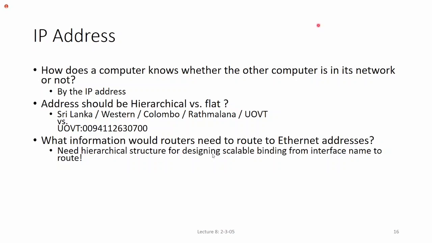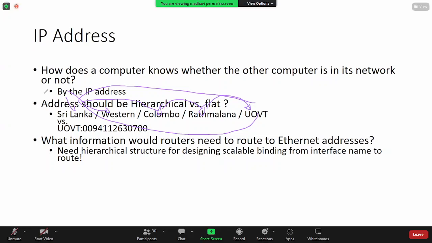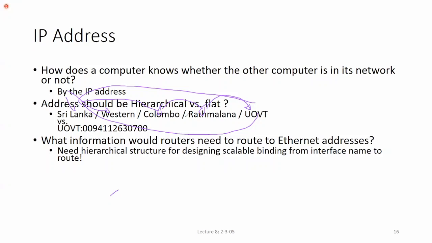right? So now looking at the address, you can understand, okay, first of all, you have to go to Sri Lanka, and then from there you have to go to Western province. And in the Western province, you have to go to Colombo. In Colombo, you have to go to Ratmalana. And in Ratmalana, you have to go to University of Vocational Technology, right? So there is a way, right? So looking at the address, you can find the route, right? First to Sri Lanka, then to Western province, then to Colombo, like that, right? So that is what is said.